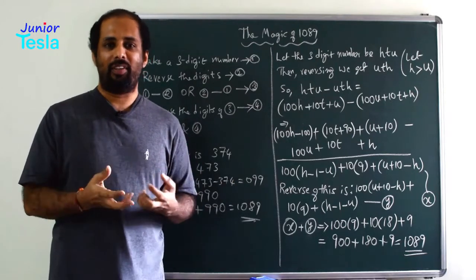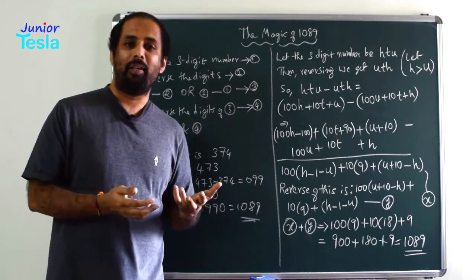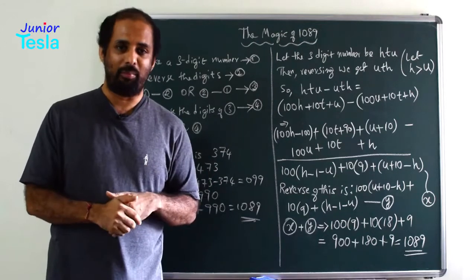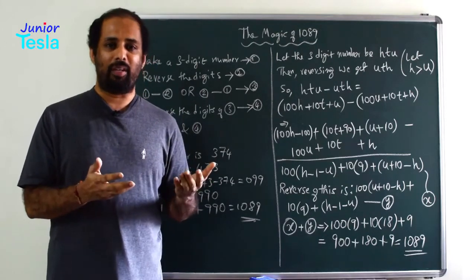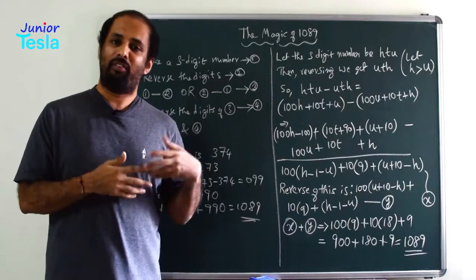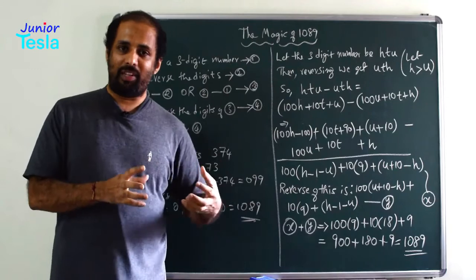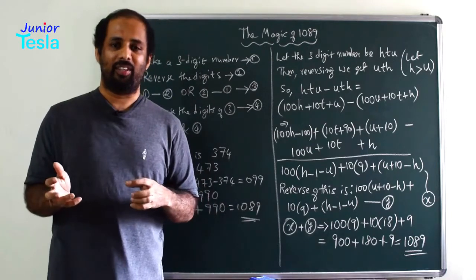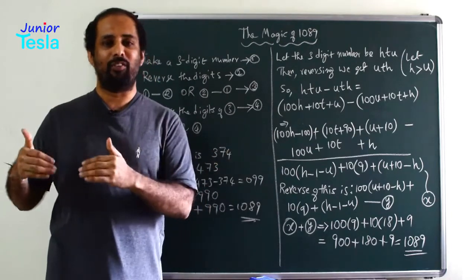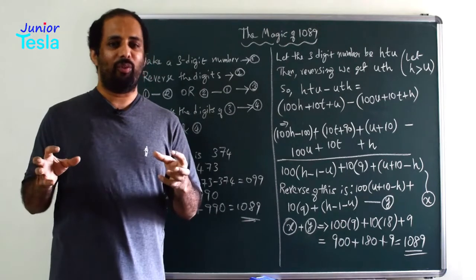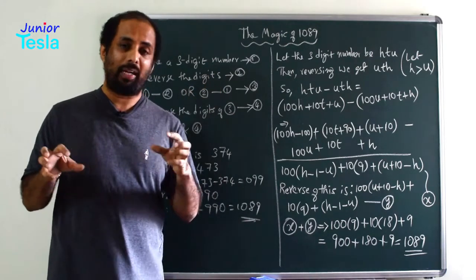When you find the difference, that difference may be a 3-digit number or maybe a 2-digit number. If it is a 2-digit number, add a 0 in front. But if it is a 3-digit number, you need not add anything. So take that difference and again reverse the digits. Now, there is no need to subtract, but add.